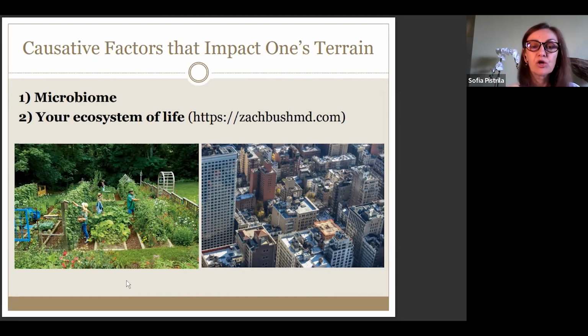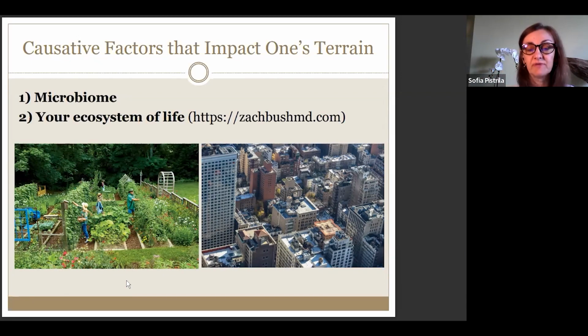So number one is microbiome. And you know the story: we have 10 times more bacteria in our body than our own cells, right? So how healthy is that? And we always say these days, it's not anymore just what you eat and what you digest. That's important, but it's more like, what is your microbiome? You're as healthy as your microbiome.